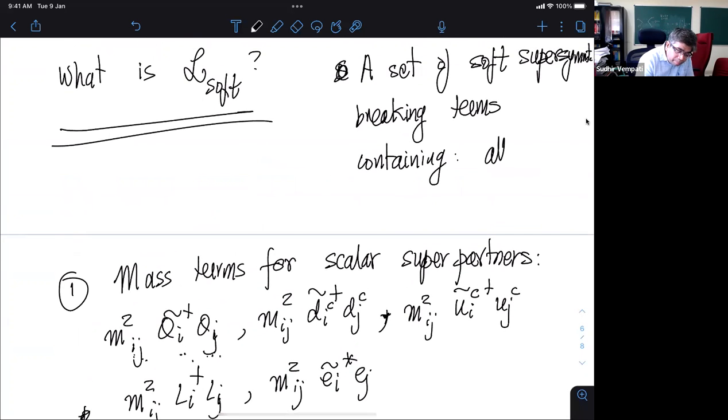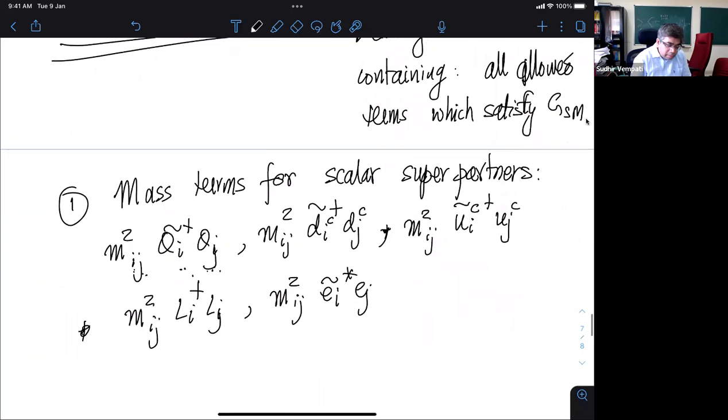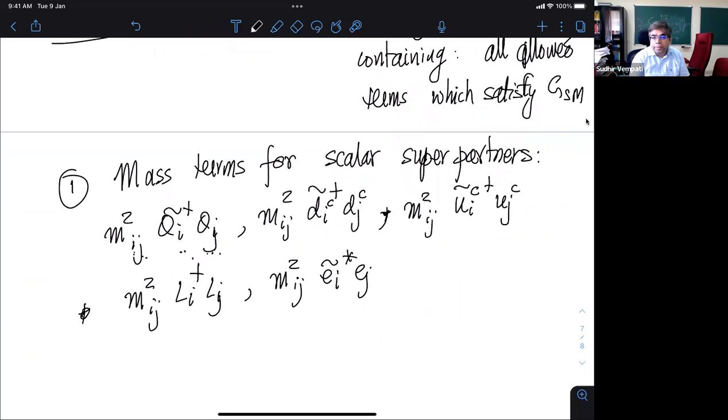Because all allowed terms which satisfy GSM. So this term is invariant under the standard model gauge group. And even if I put i not equal to j, it is still invariant under the standard model gauge group, because the gauge group does not distinguish between first generation and second generation. The gauge transformations are the same, whether you are first generation, second generation, or third generation.